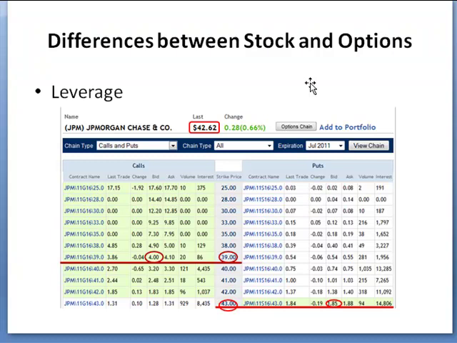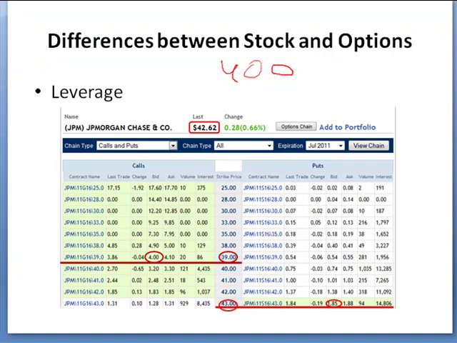Now with an option, instead of paying that much, for this particular call option here, which would give you the right to buy the stock for $39, you could pay $4 for this particular option that I've just highlighted, and that would give you a total of $400. So for $400 you could participate in the upward movement of the stock instead of $4,262.